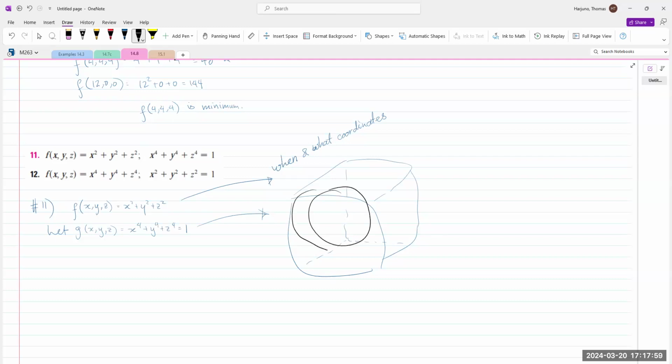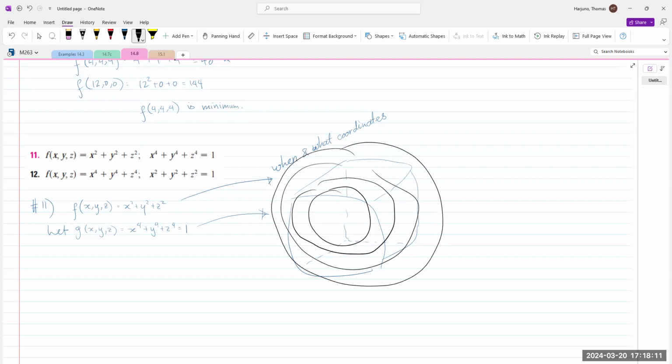When you enlarge that, at one point it will touch the cube, okay? And it will touch, and at one point when it is too big, it will not touch anymore because the whole cube is fully contained in the sphere.